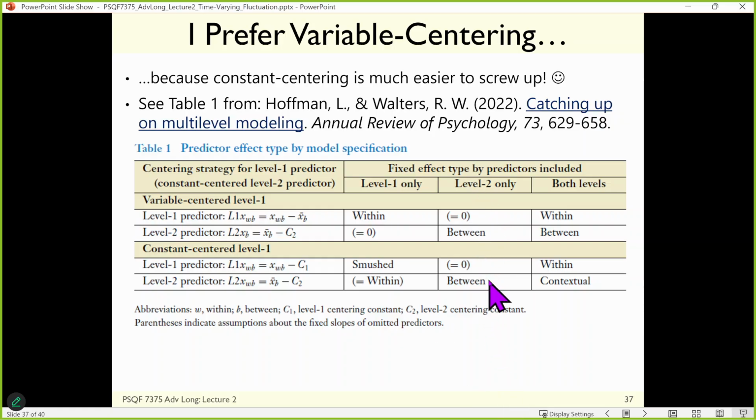If I put in only the level 2 part, then that's not different than the other way, and so it goes back to between. And when they're both in, they switch meanings yet again to within and contextual. So I don't know about you, but this makes my head hurt. And this, we only talked about main effects. We haven't gotten to interactions. So trying to figure out if your interaction term has been smushed, that's also a thing you'd have to figure out, and it is sometimes deceptively challenging to do so.